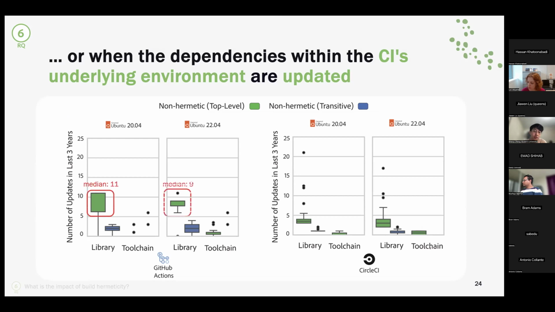Actually, we found the median number of updates in the last 3 years for top-level libraries is 11 and 9 in GitHub Actions Ubuntu 20.04 and 22.04 runner images respectively, and the corresponding numbers for CircleCI Ubuntu 20.04 and 22.04 runner images are 3.5 and 3 respectively.